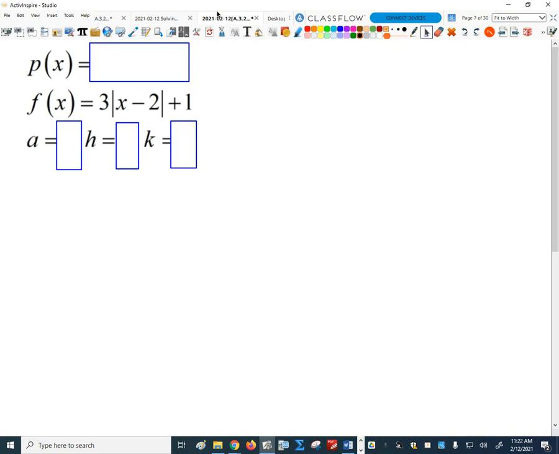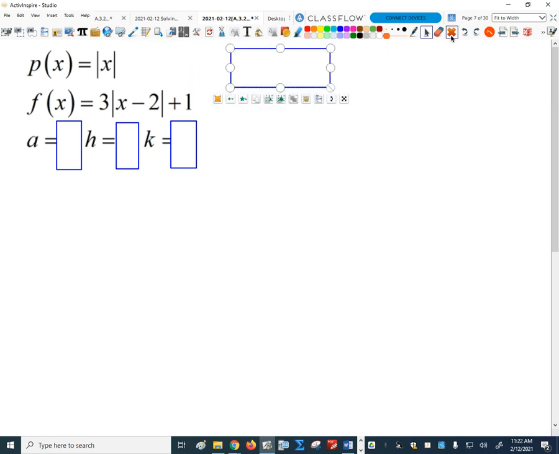Okay, Anahi, what's the parent function here? If I were to get rid of all the fancy numbers there, what would I be left with? Where did I start with this before I started tweaking it? What kind of function? Absolute value. Yeah, it's an absolute value, isn't it? Okay. What's the value of A here, Emily?